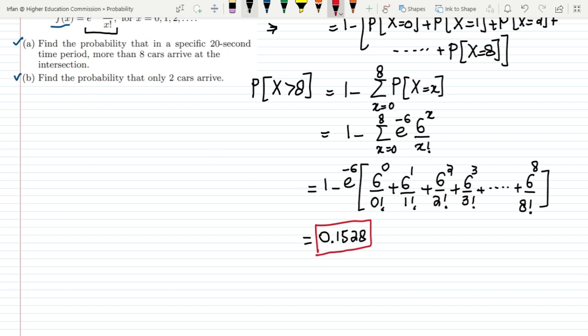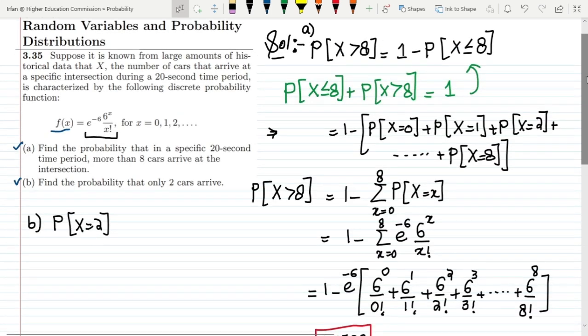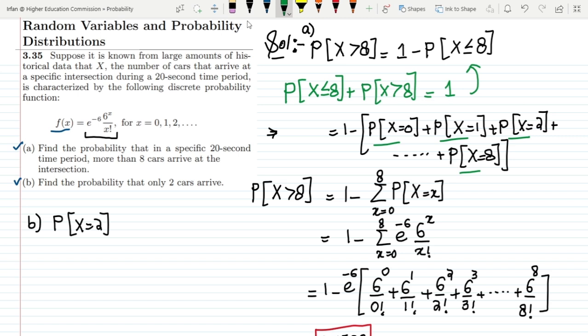Now, in order to proceed, we have to find the probability that only 2 cars arrive. So, that is part B, and we have to find the probability that x is equal to 2. Only 2 cars arrive, and we can very clearly see here that this is the single occasion where x is equal to 2, and this is a single case. In order to count it, we can use the same formula in which the value of x is now 2.